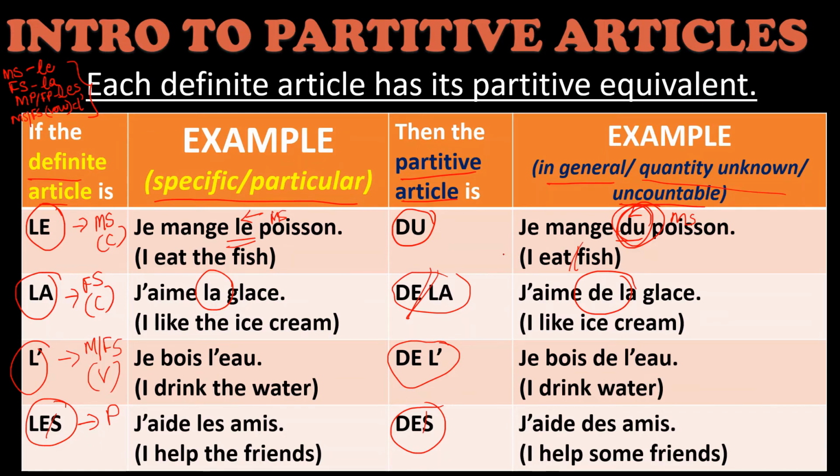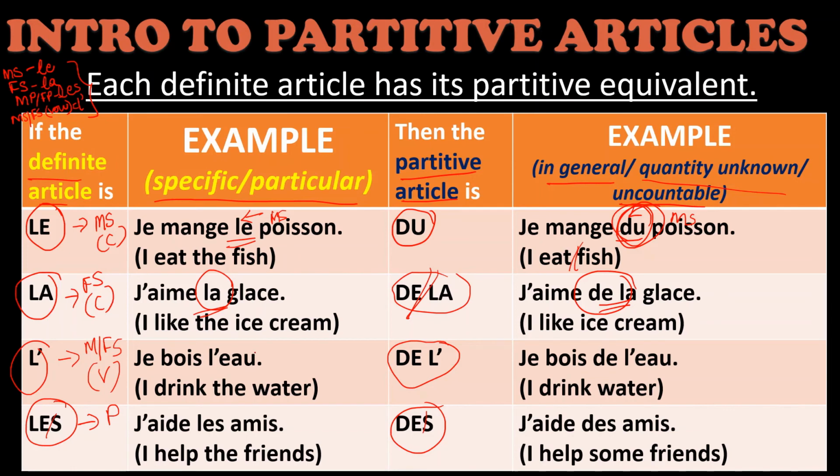Now, when you use the partitive article, j'aime de la glace, you're saying that you like ice cream in general. Okay? Here you're holding the ice cream when you say la, you have the ice cream with you and you're pointing to it, you're saying you like only that particular ice cream. When you're saying j'aime de la glace, you like it as a habit.